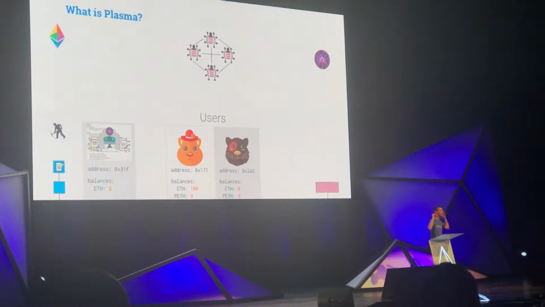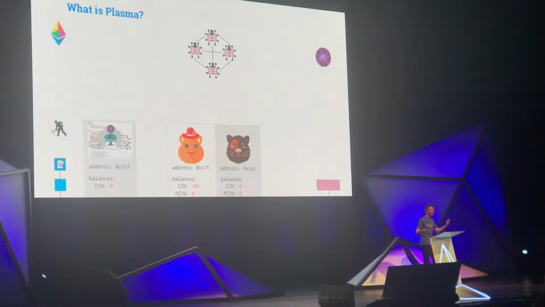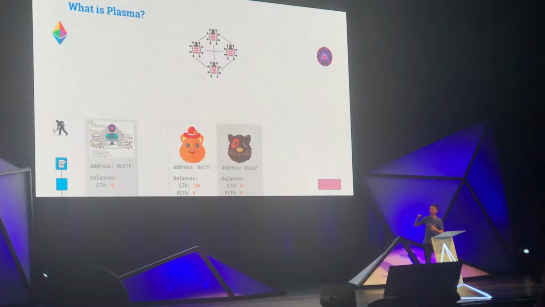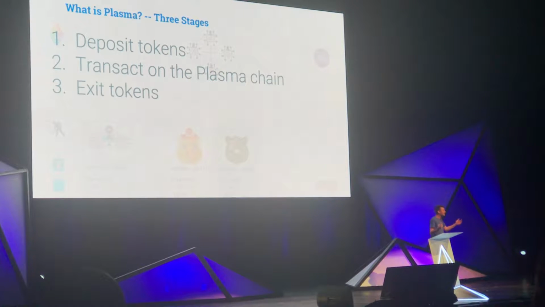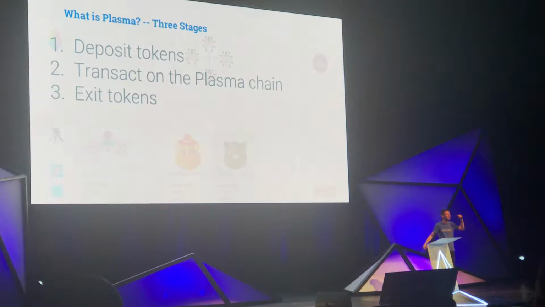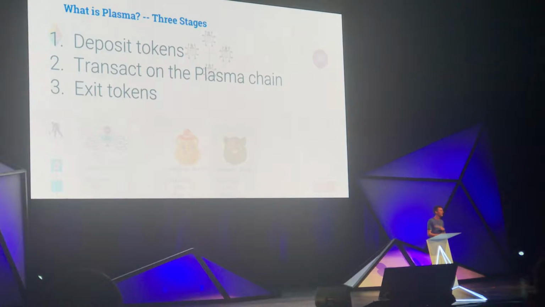So lastly, we have our users, of course. And so we've got Alice and Bob. Alice on the left, Bob on the right. It's very important that you know. Now, we have 3 main steps for all of these Plasma chains. You deposit tokens, you transact on the Plasma chain, and then you exit tokens.